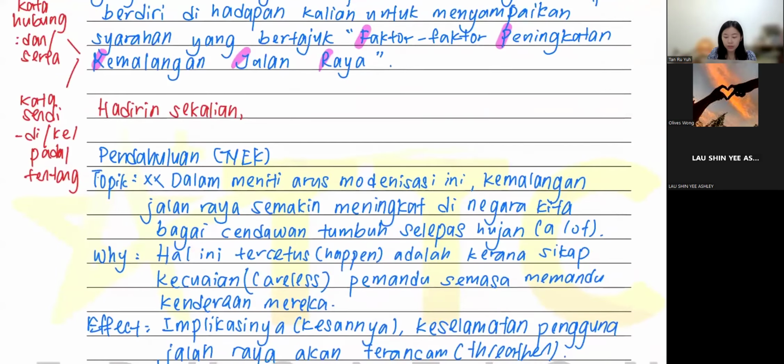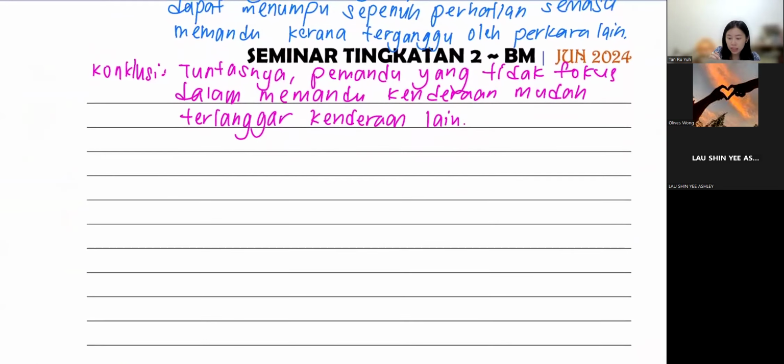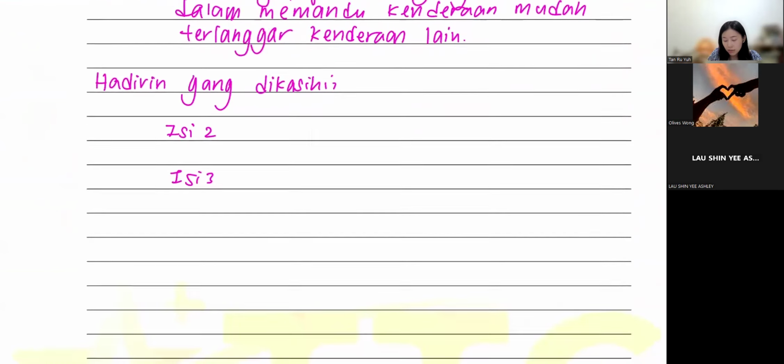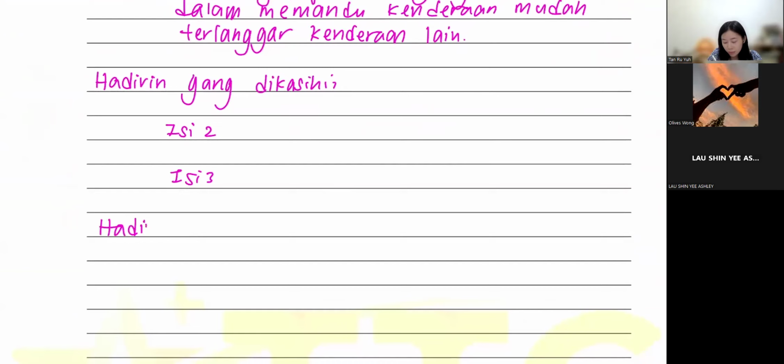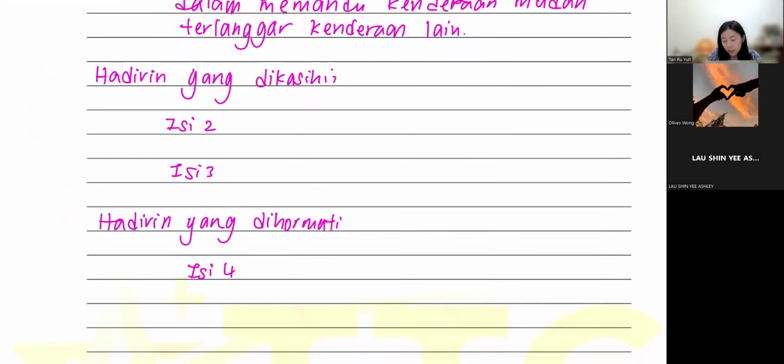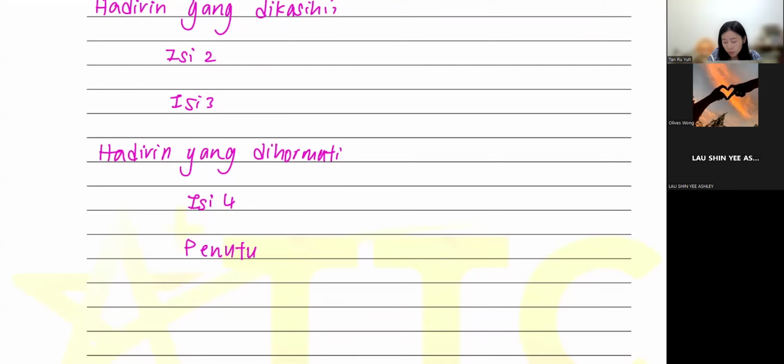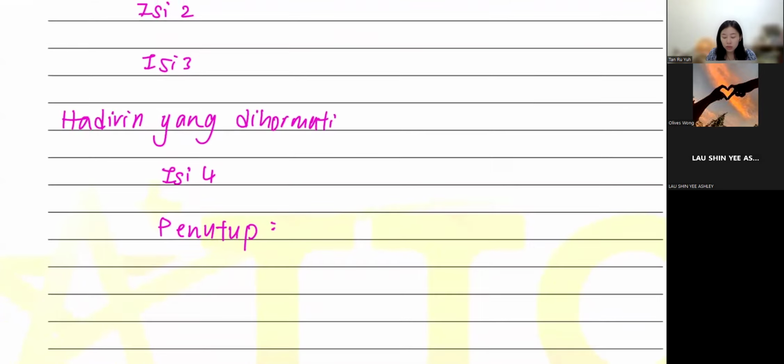Okay, you see, after two paragraphs, we just now read to the audience already, right? Then after two paragraphs, pendahuluan and isi satu, then you read to the audience again. Hadirin yang dikasihi, the loved audience. And then your isi kedua, isi ketiga. After isi kedua and ketiga, hadirin yang dihormati, respected audience, isi empat, and then penutup. Okay, penutup, I cannot use kesimpulan here because this one is a speech. So I need to use penutup.